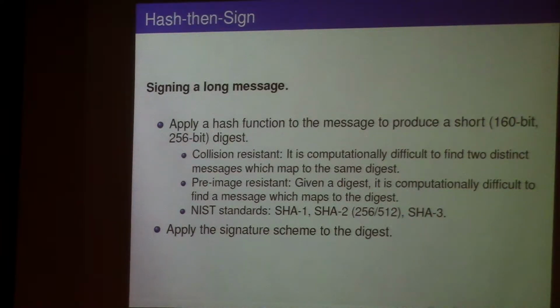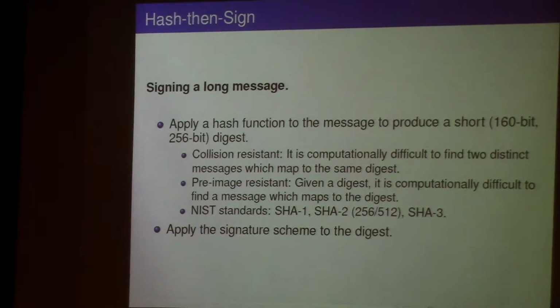Now, when we talk about signatures, you're talking about signing a message. A message can be long. Most signature schemes are based on algebraic operations, number theoretic operations, or operations on things called elliptic curves and so on. So these are computationally expensive operations. So if you're trying to sign a very long message, then your signing time goes up quite a lot. So the engineering solution to this is to use what is called a hash then sign paradigm.